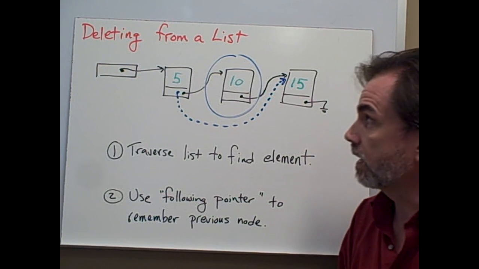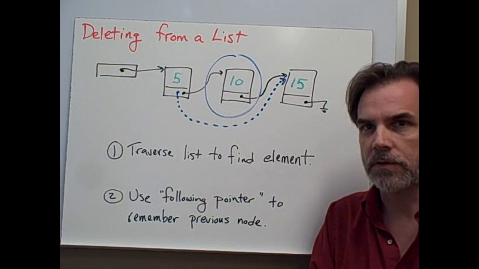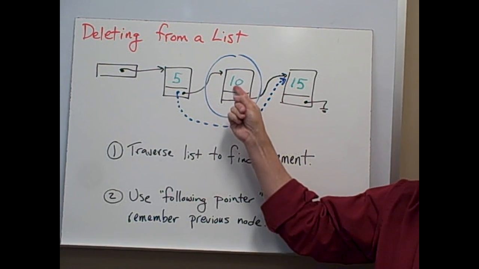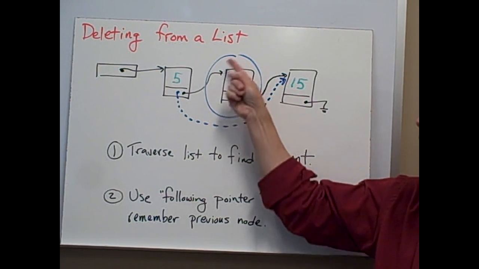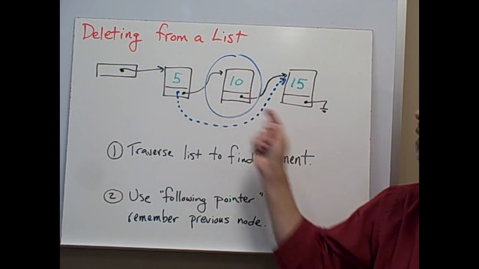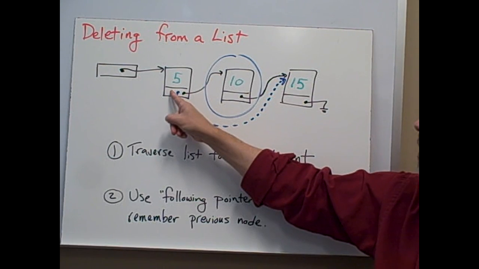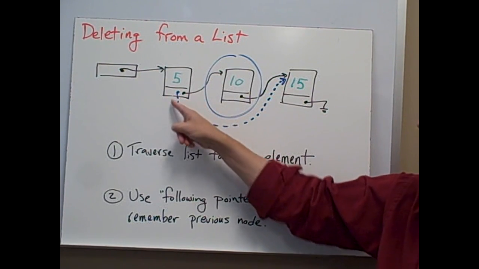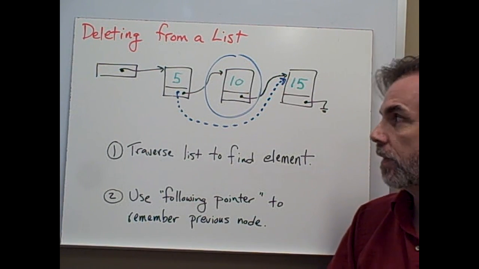Let's say for this example we want to remove an item that matches a particular value. And let's say we match 10. So 10 is the number we want to remove. That means we have to remove this node from the list. How do we do that? Well, instead of the previous node pointing to 10, the previous node should now point to 15. And that effectively removes it from the list.